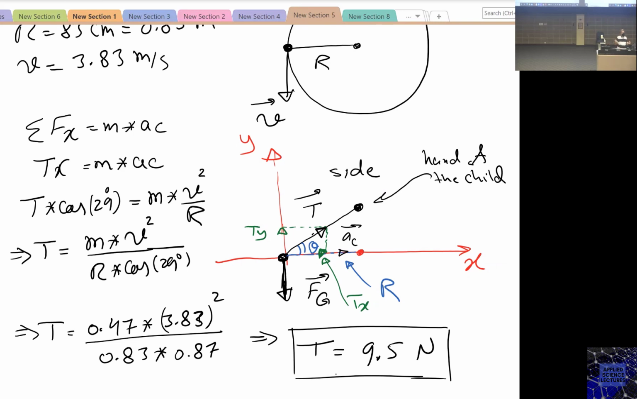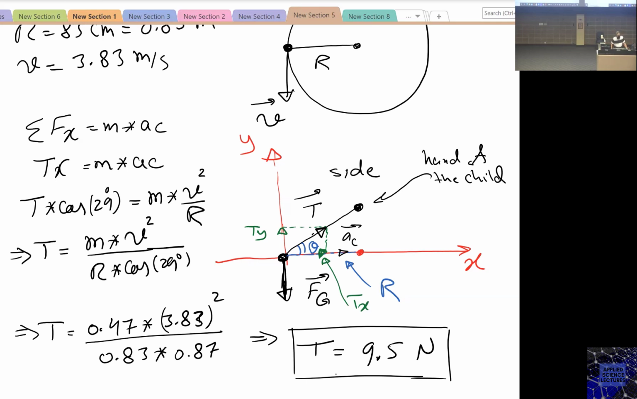But which one is responsible for the centripetal acceleration? Tx. Tx is the net force in the direction of the centripetal acceleration. Any question about this example? Yes.